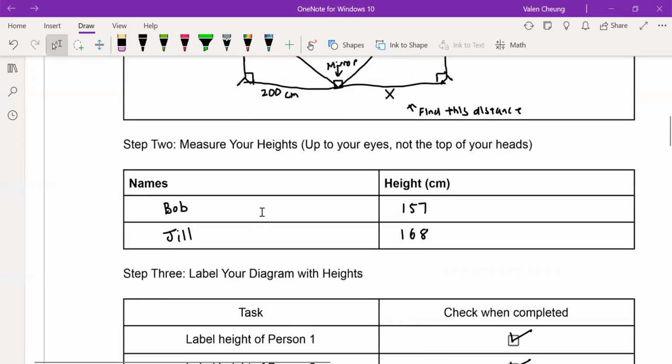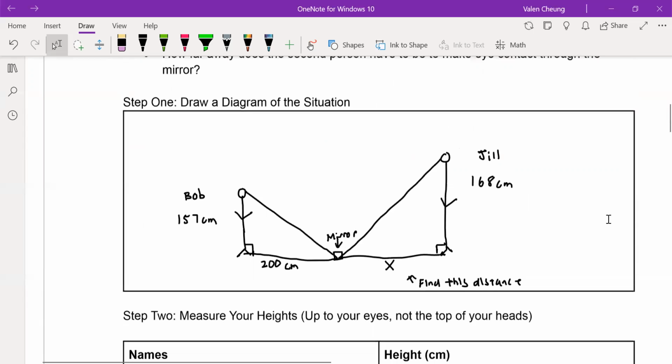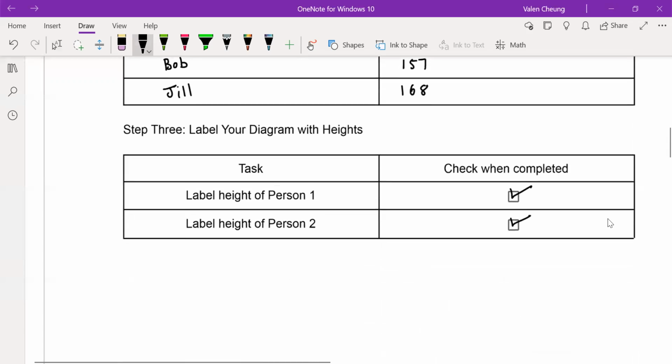What do I mean? Let's go back up. So the way that the light bounces off the mirror is going to automatically create some similar triangles. So that means that this angle on the left is going to be equal to the angle on the right. And that's how you're going to be able to figure out the missing distance. You're going to be able to set up a proportion.